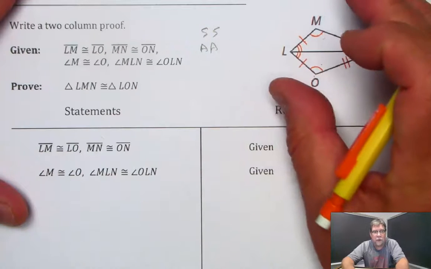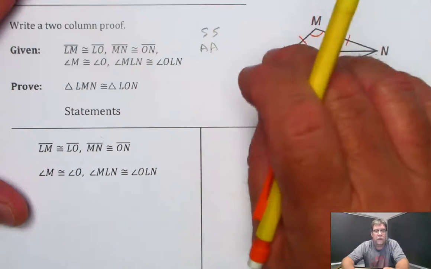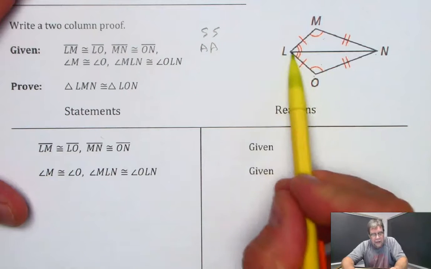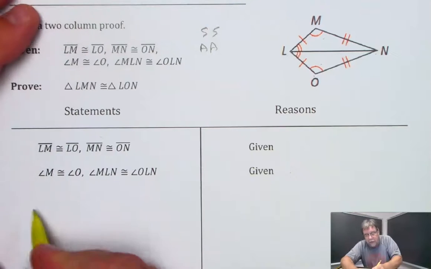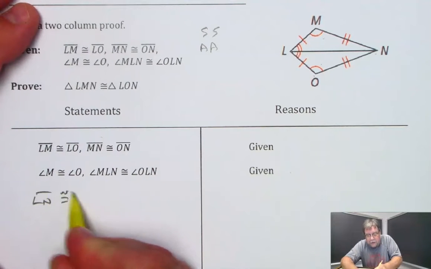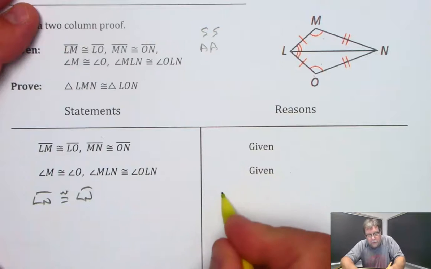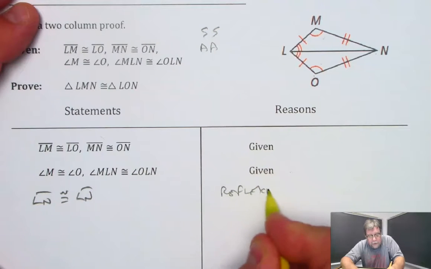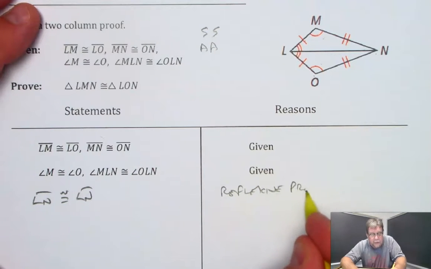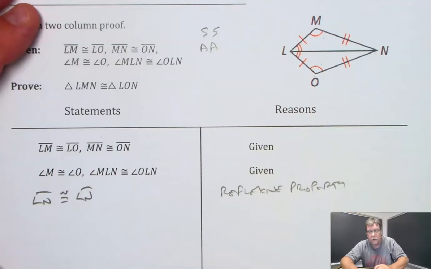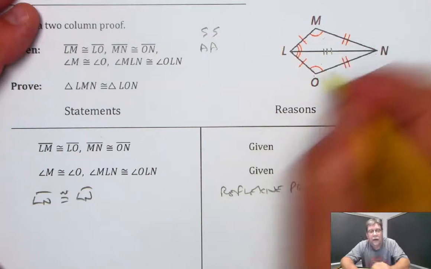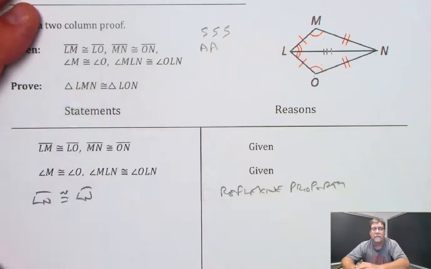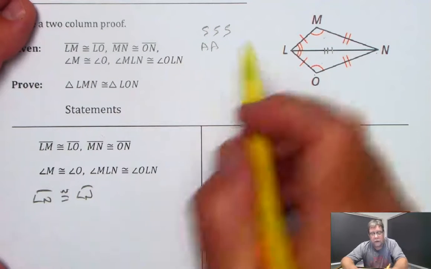If we split these 2 triangles apart, and drew them so they weren't touching, side LN would be on both triangles. So LN corresponds with itself. And so we can say that LN is congruent to itself because of something called the reflexive property, which you will use a lot of in triangle proofs. So the reflexive property tells me that LN is congruent to itself. I will mark that with 3 marks. I will add an S to that particular graphic.